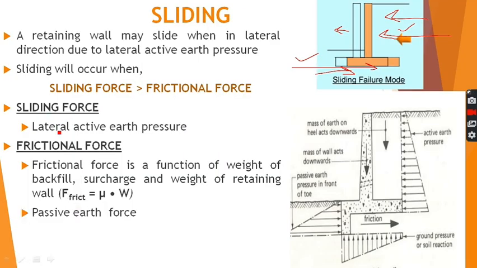So sliding force is due to lateral active earth pressure, and frictional force is due to the passive earth force, and it is a function of the weight of backfill, surcharge, and weight of retaining wall. F frictional is mu times. Mu is the coefficient of friction between the soil present here and the base of your retaining wall, which depends on the friction angle of the soil. So this diagram here shows the different sliding forces and frictional forces. This is the sliding force, and this and this, all these contribute to the friction forces.